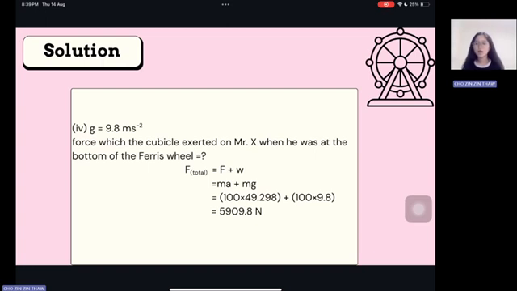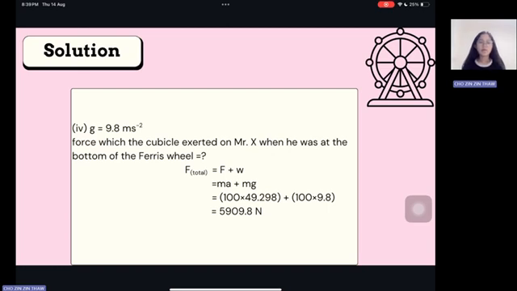At the bottom, the normal force must support both the gravitational force, which is downward, and the centripetal force, which is upward towards the center of the wheel. So it becomes F total equals F plus W, where F is the centripetal force and W is the gravitational force due to weight. To solve this, we need to know the g value and the a value. For g, we use 9.8 meters per second squared because of the gravitational force. And for a, we use the centripetal acceleration from part 3.